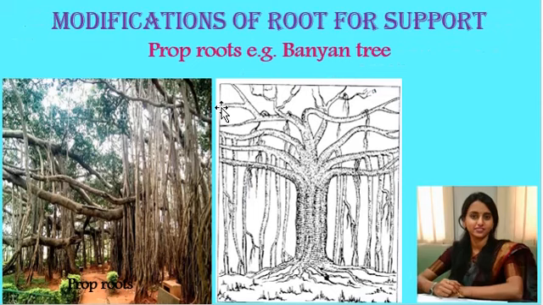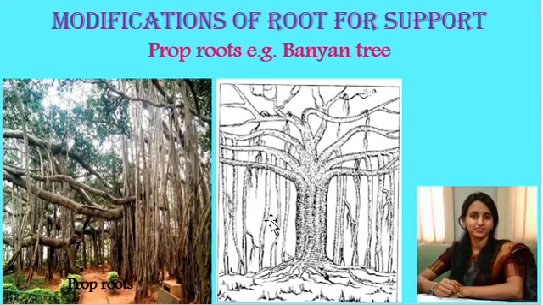The second one is the root modification for mechanical support. In case of banyan tree, in this banyan tree there are some hanging structures which arise from the horizontal branch and grow downwards towards the soil, and when they reach the soil they become thick and woody and act like a pillar, and they give mechanical support to the lateral branches. These roots are known as prop roots.